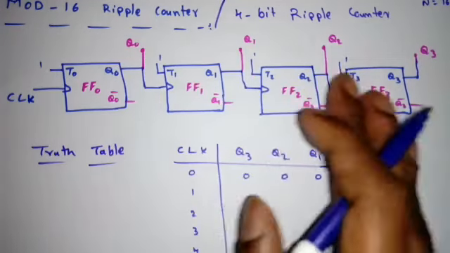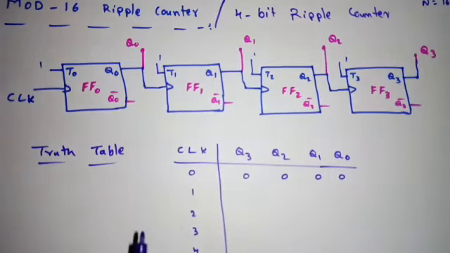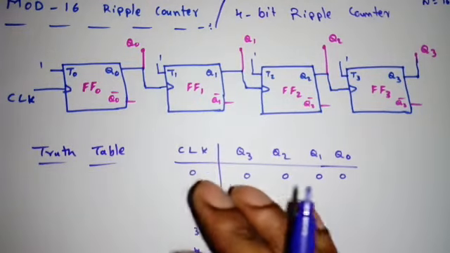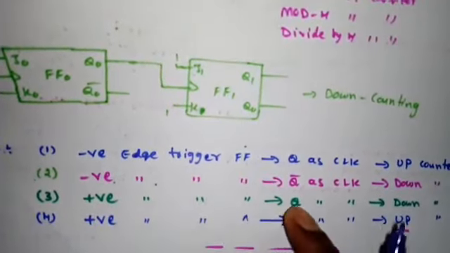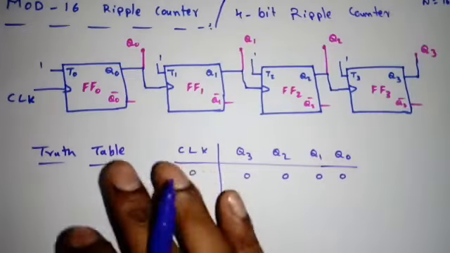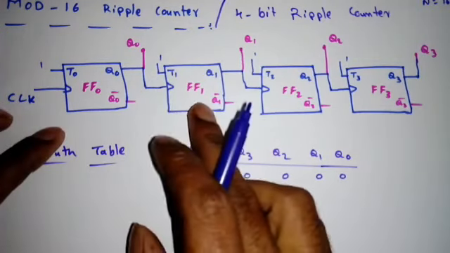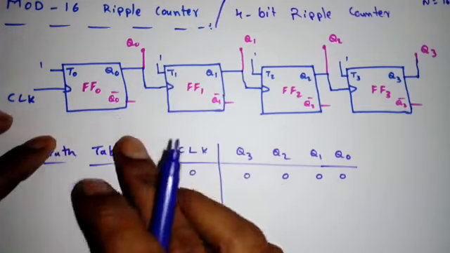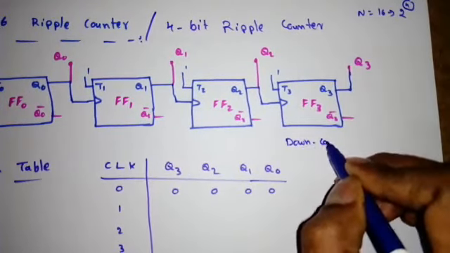That is, Q is driving the flip flop clocks. That is, what is the counter? Up counter or down counter? So if you remember that note points, if you see this here, positive edge triggered flip flop and Q as clock, so what is this? Down counter. If you remember those 4 points, or you can easily remember, Q0 is driving the clock and it is a positive edge, so it will do down counting. So it is a down counter.